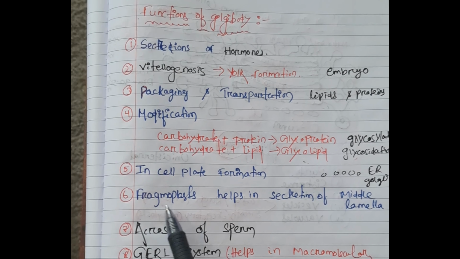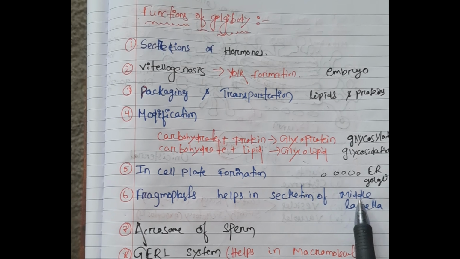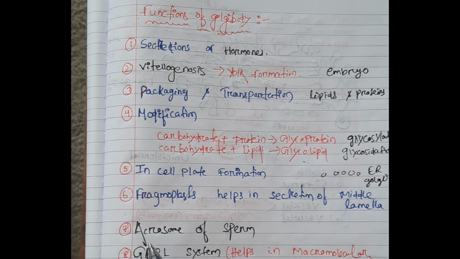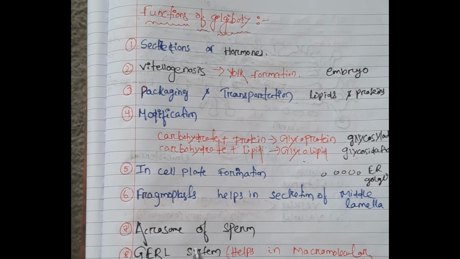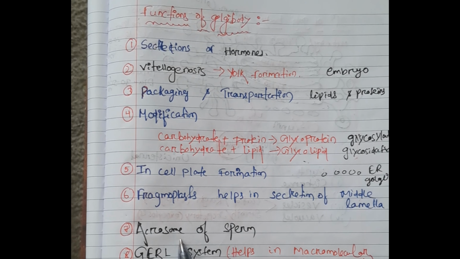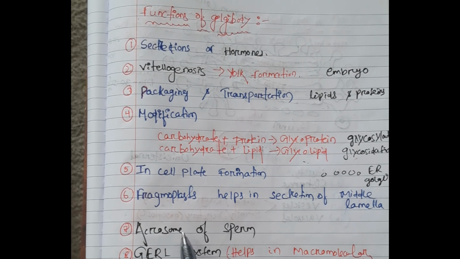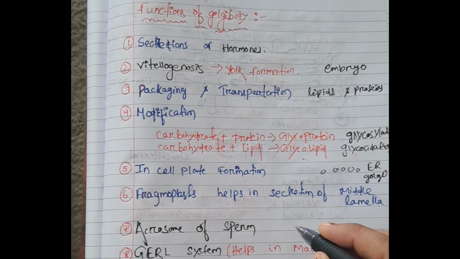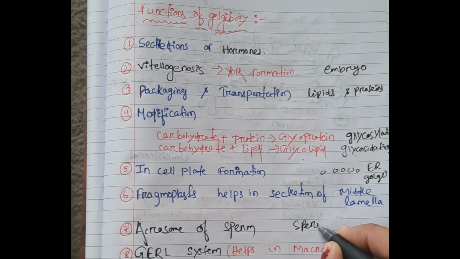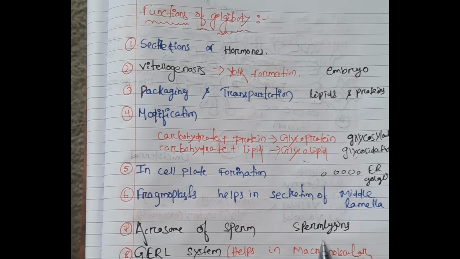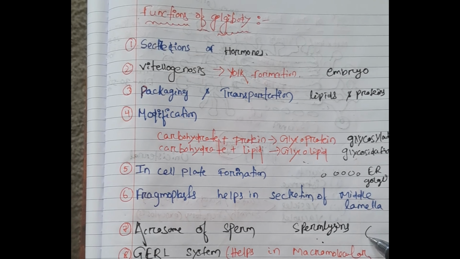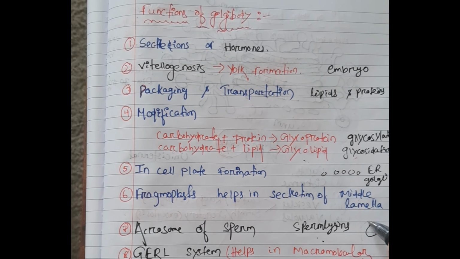Next is the phragmoplast helps in the secretion of middle lamella. And most important is the Golgi body helps in the formation of acrosome of sperm. And the acrosome is nothing but that is Golgi complex, and that helps in the secretion of enzyme called sperm lysins, and that enzyme sperm lysin dissolves the layers around the egg cells.